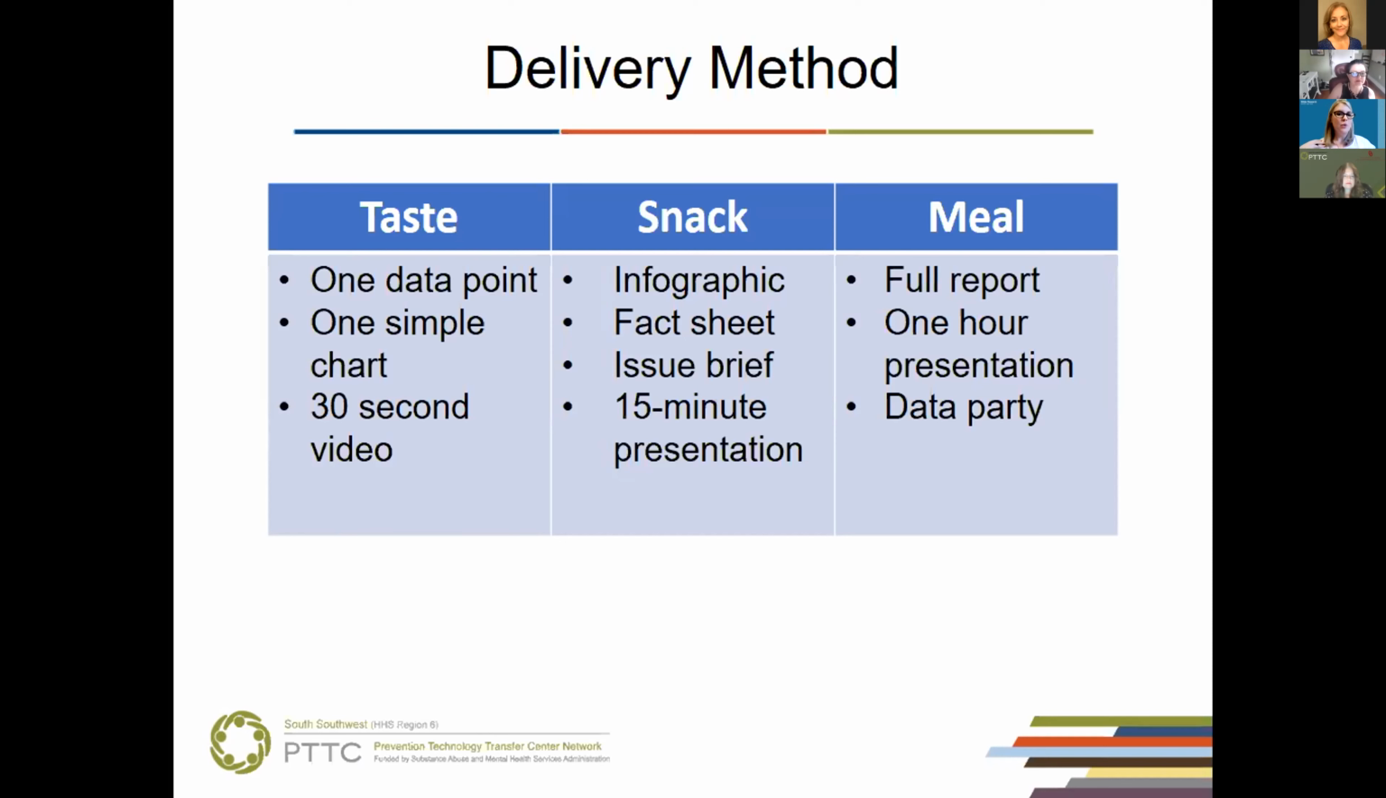Then once you've whet their appetite, gotten them excited, you can move into a snack. A snack includes things like an infographic or a fact sheet or a brief. So it's a little more than a taste. It does tell a little bit more of a story, but it's very concise and topic specific. It uses a combination of numbers, words, images. It can lead your reader to the point that you want them to walk away with.